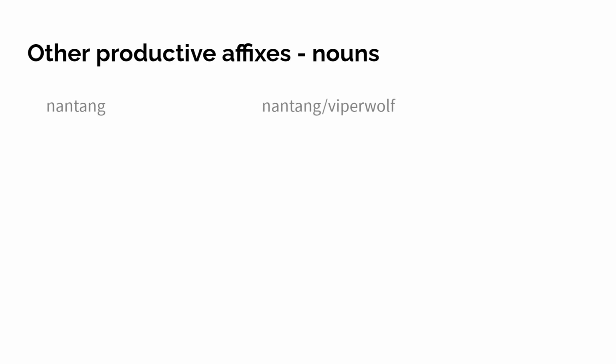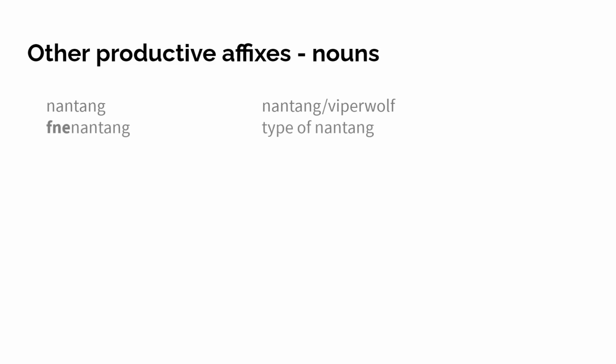We will look at all of these at the example word nantang. Nantang is a nantang, like one of these small wolf-like or dog-like creatures Jake fights against in the very first movie. In English they're called viper wolf. And let's look what we can do to it with all the prefixes or suffixes we have.